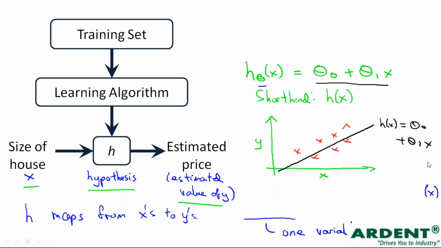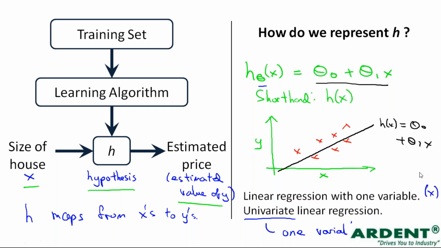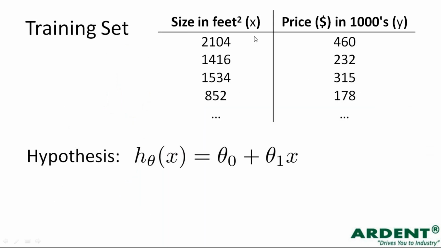Okay, so next, how do we represent h? Linear regression with one variable, or we can also say univariate linear regression. Why? It's a linear regression of one variable. So linear regression with one variable and the cost function. If this is the training set, this column, the size in feet, is the feature, and this is the target, the price in $100.